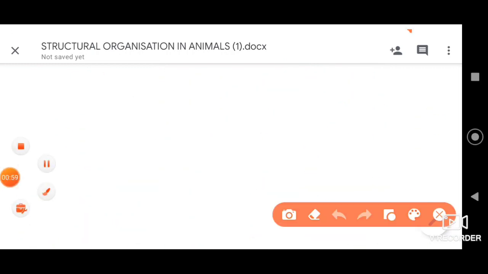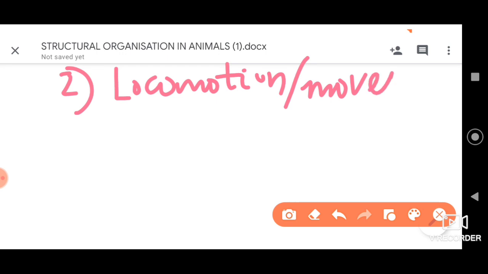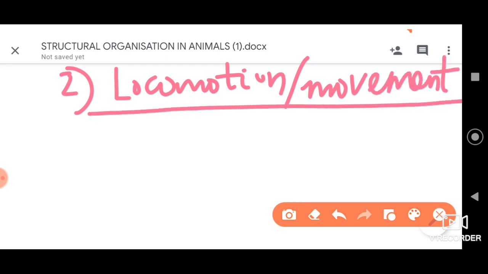Moving on to the second function, we have locomotion and movement. Here let me tell you, dear students, that bone tissue is attached with the muscles. When muscles contract, especially the voluntary muscles of our limbs, the hands and the legs, movement is produced as well as locomotion. Locomotion as well as movement can happen with the help of bone tissue.